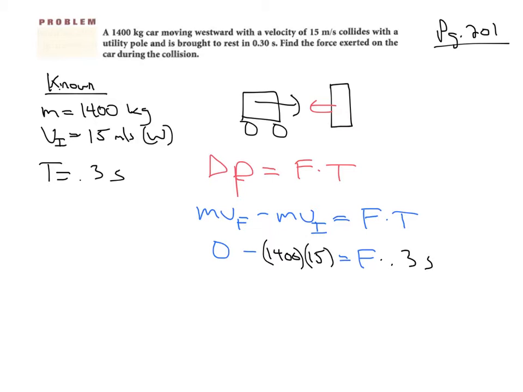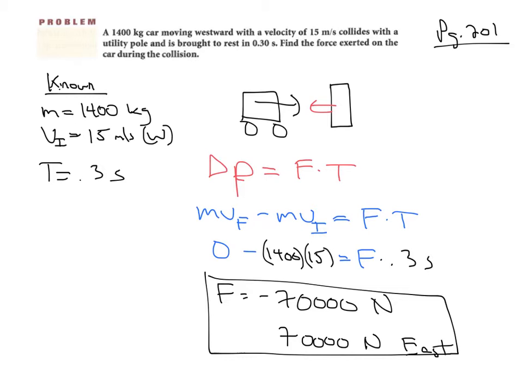So now all I have to do is solve this, and when I solve this, I get a force value of negative, and I'm going to round this up, of 70,000 newtons. The negative tells me that the force is in the opposite direction that the car was moving, which tells me that this force is in the east direction. So we could also say this force is 70,000 newtons east, right? All right, so that's how you apply the force momentum theory in a problem.